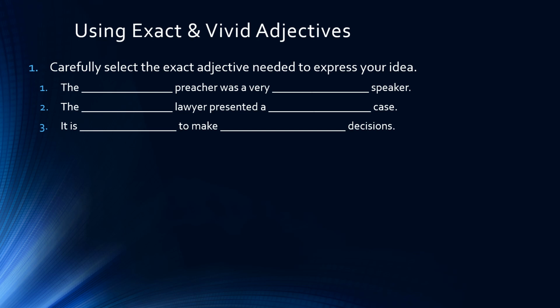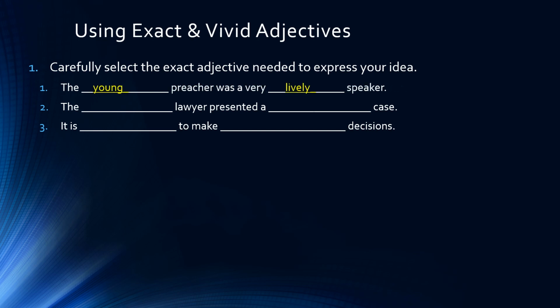But now, if you look at these three sentences that I have here, there is actually one word we could fill in all six of these blanks. We could say the great preacher was a very great speaker, or the great lawyer presented a great case, or it is great to make great decisions. Well, all of those sentences would be correct, but they are certainly redundant. And so we want to be careful as to how we use our adjectives.